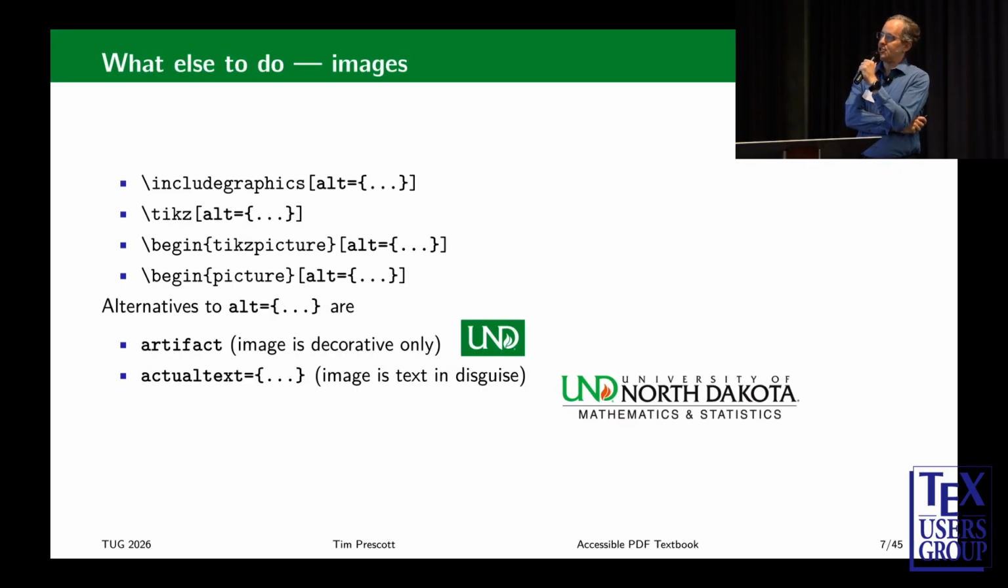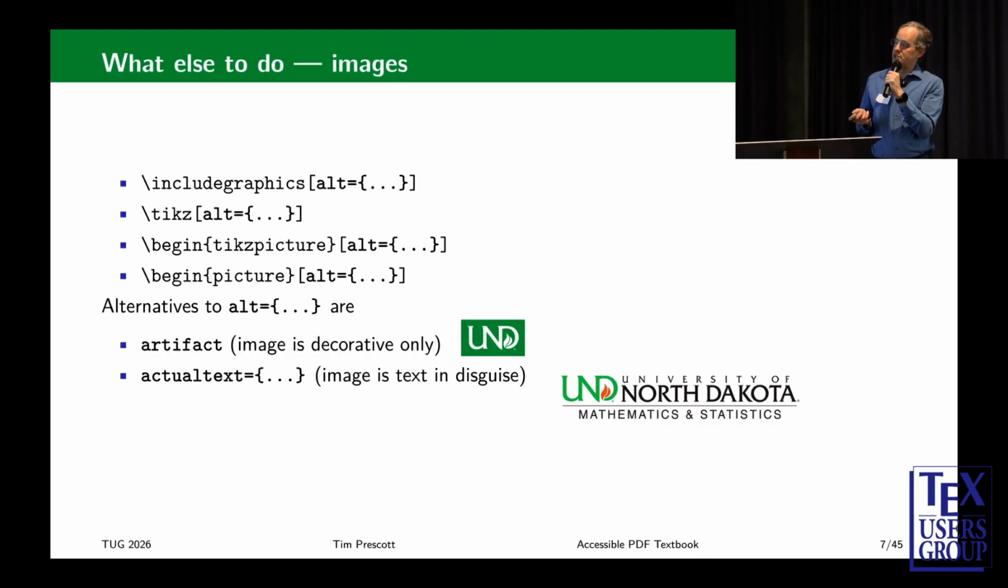Okay, images. Images need alt text. We've been hearing about images needing alt text with TeX, but also with HTML and everything else, for decades now. Right, so we need to go through the textbook and find all of the images and give them alt text. There are a few alternatives to alt text. If the image really isn't necessary, we can just mark it as an artifact, and then the screen reader will just skip over it entirely.